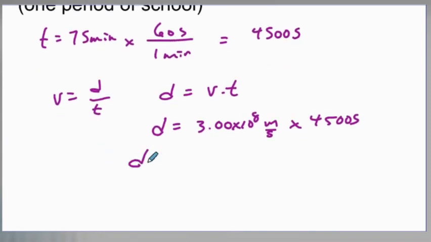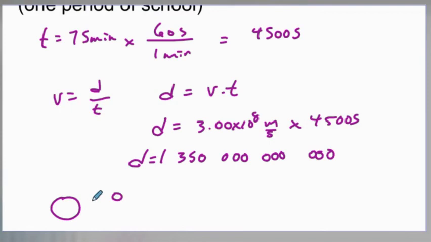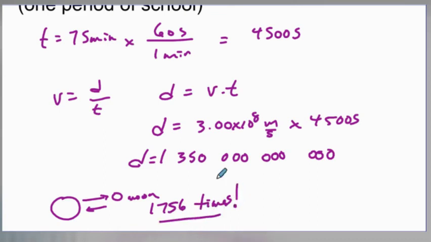Wow, how far in one period of school, when some of you as students are sitting in your chairs not doing much, how far has it gone? It has gone 1, 3, 5, 0, and some zeros in there. Just to put it in perspective, it has gone from Earth to the moon and back, right to the moon, 1,756 times. Big distance.